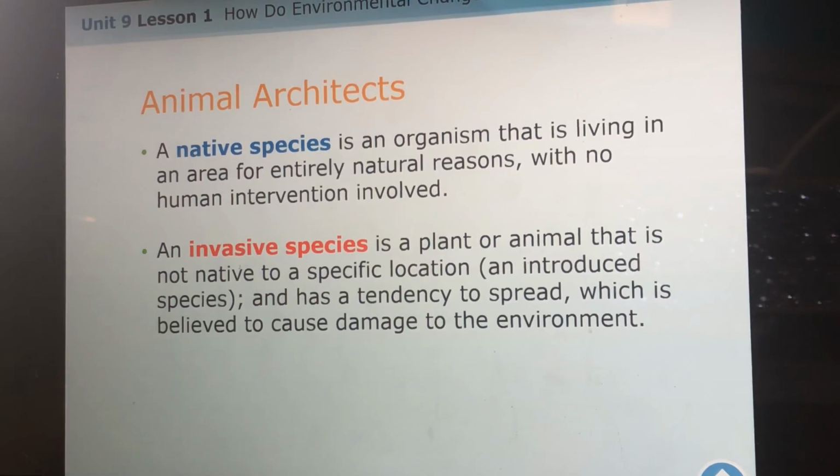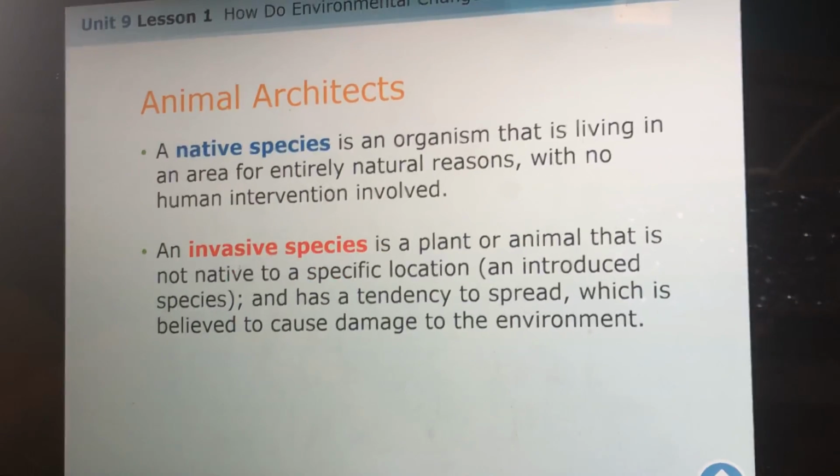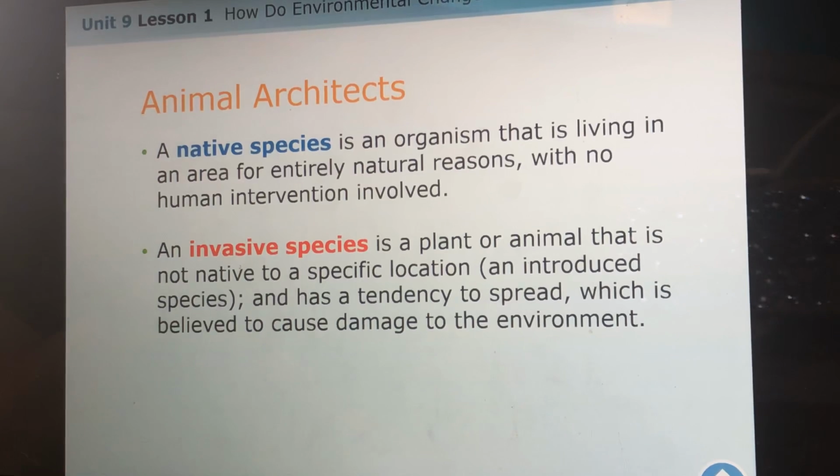damage to the environment. So basically I want you to think of these as native species are good, they belong there, they live there, they're supposed to be there, whereas invasive species belong somewhere else. But people, whether willingly or without even knowing about it, brought them to a new area, and now that they are there, they actually cause damage to the environment.